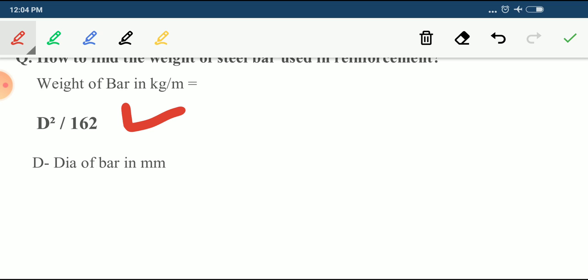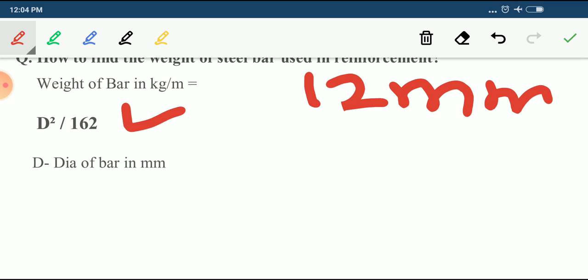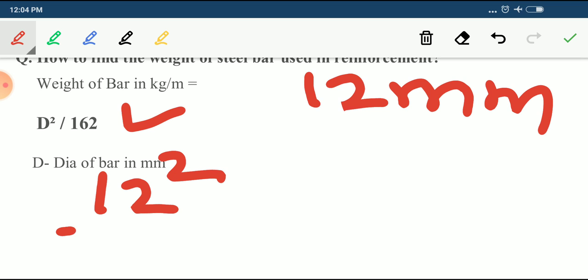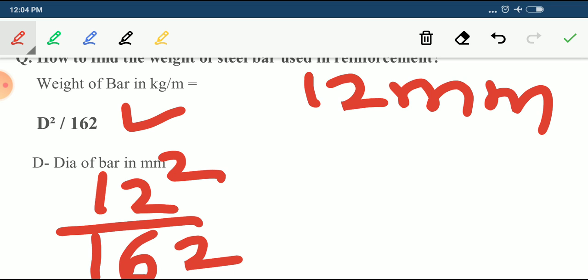Means how you have to calculate? Say if I am using a 12 mm bar, and I want to calculate per meter how much weight is there. So I use this formula, that is 12 square divided by 162. 12 square by 162 means you are getting 0.89.